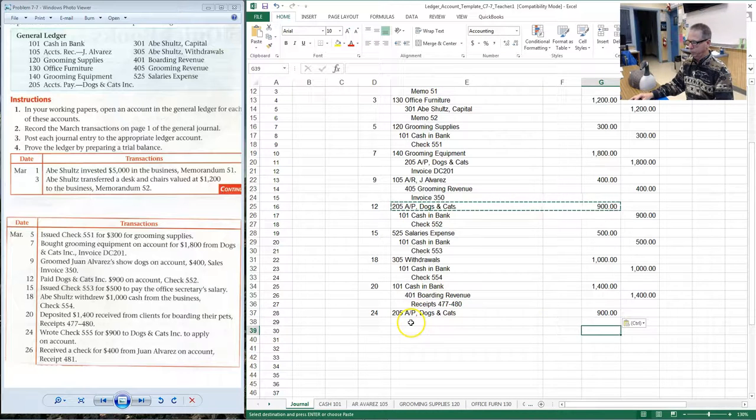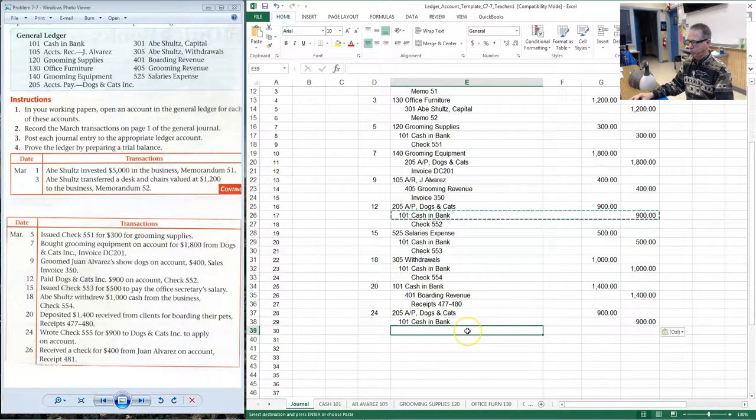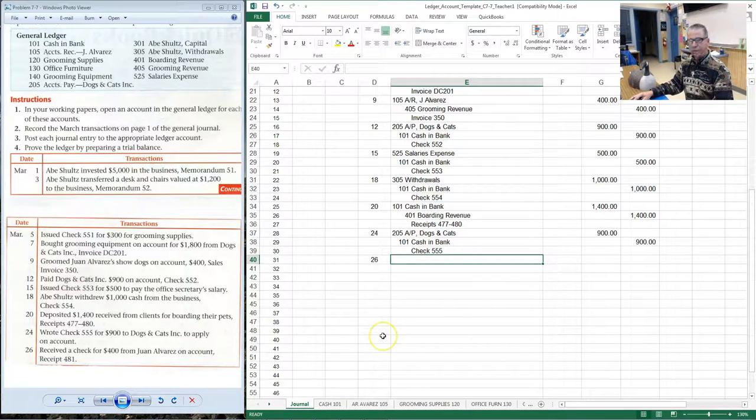There we go. And how did we pay it? We paid it with cash. Well, we could have copied just that whole transaction except for the source document. There we go. And we paid for that with check 555.